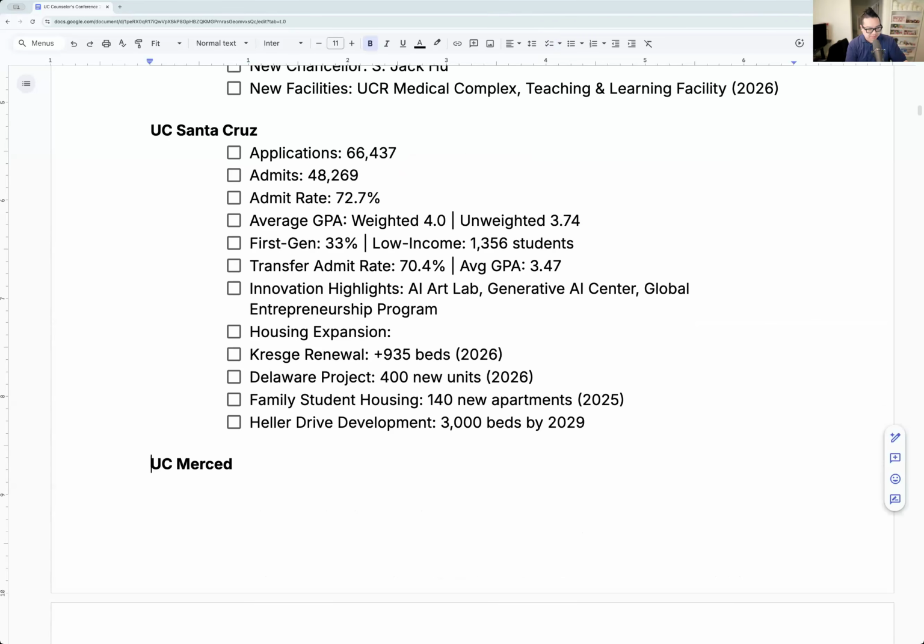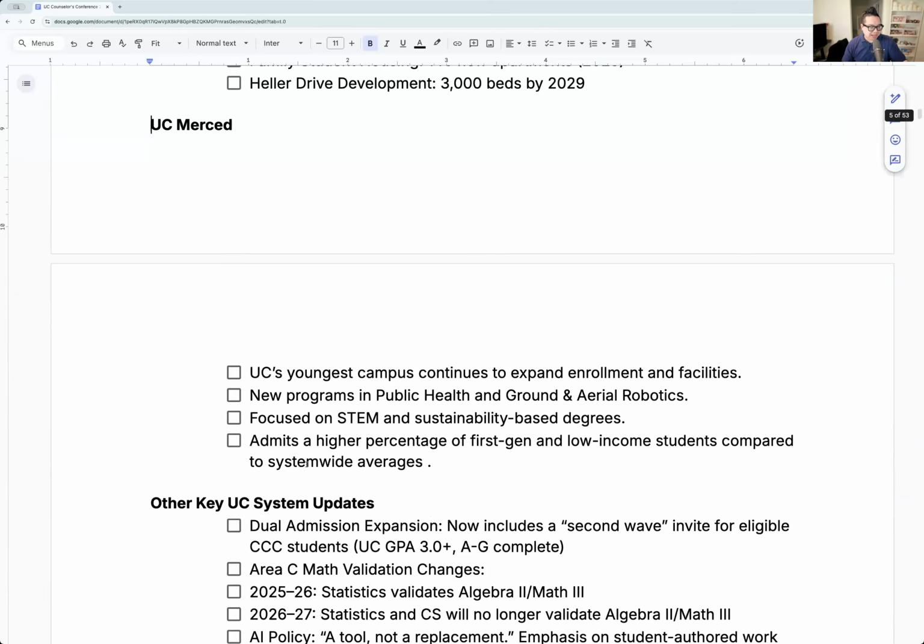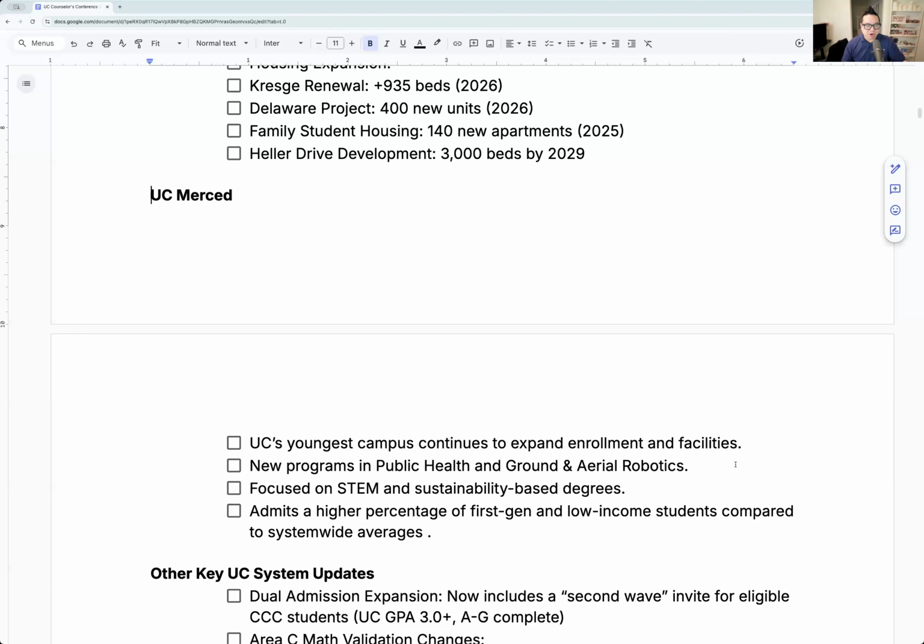And last one is Merced. Merced is they're going to keep growing. They introduced new programs, public health, aerobotics as well too. If you remember, a few years ago, they created the first BSMD program for the UC system. That's through Merced as well too. They take like 16 kids only per year, which is crazy. So that's pretty much the 9 UC system itself.